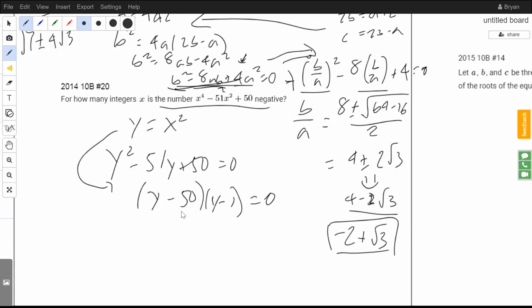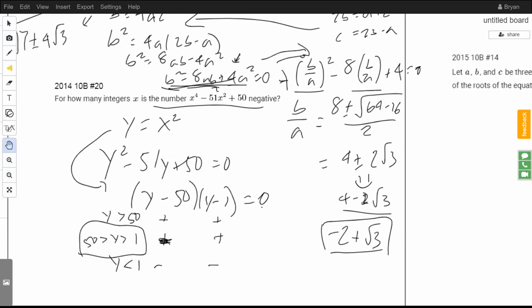If y is greater than 50, then these are both positive and this is going to be positive. But if y is less than 50 and greater than 1, then this is negative and this is positive, so the outcome is negative. If y is less than 1, then this is negative and this is also negative, so this outcome is going to be positive as well. So we must have that y is between 1 and 50, and it cannot equal 1 or 50 since 0 is not negative.